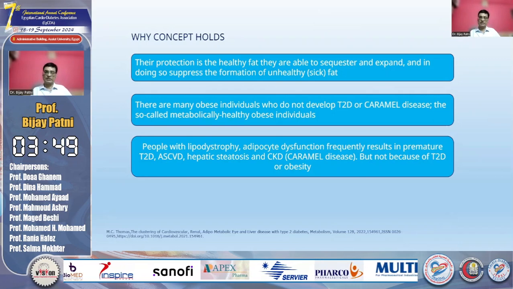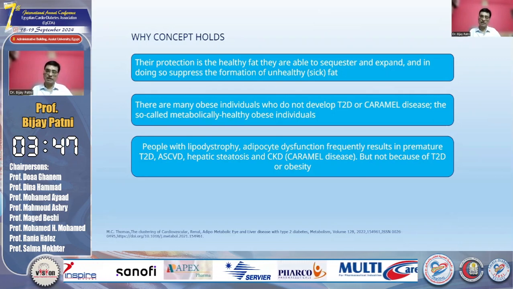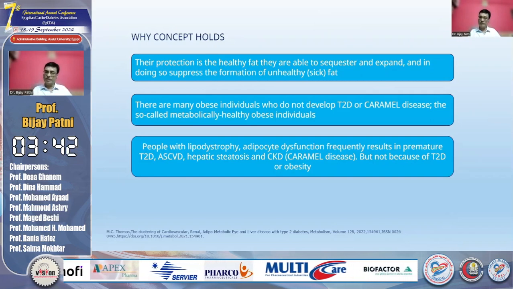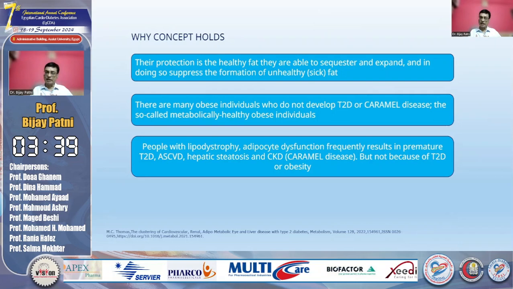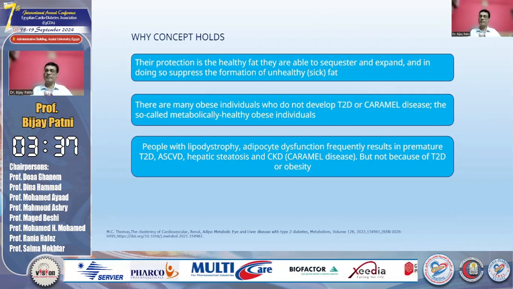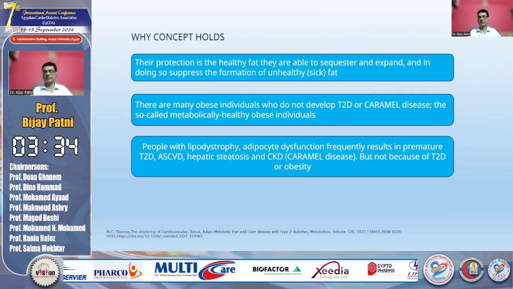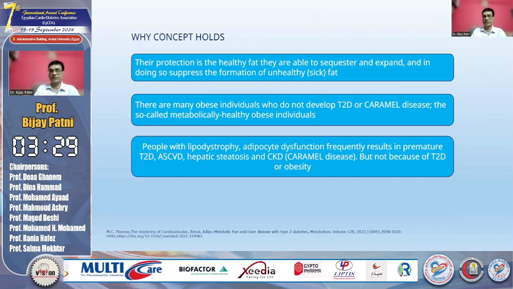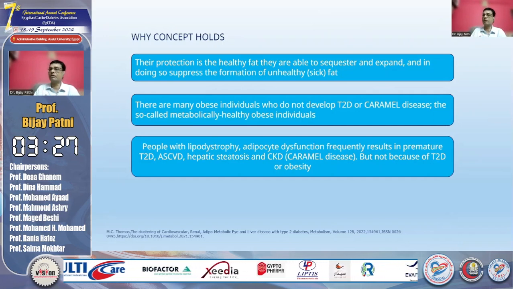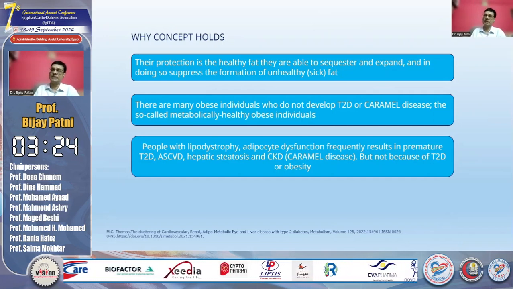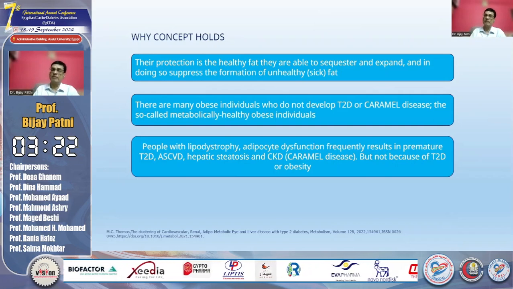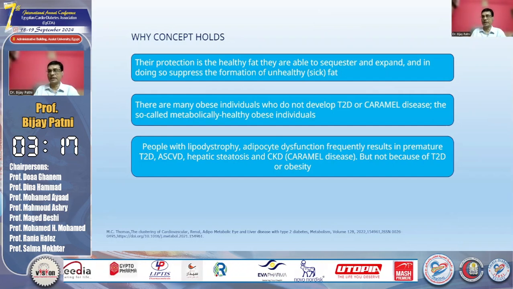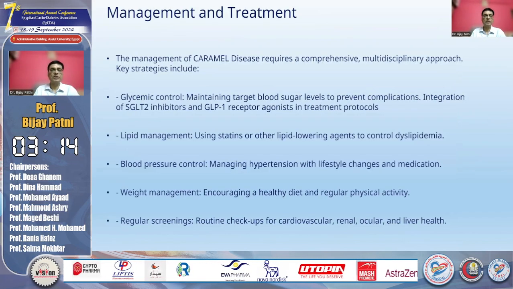So that is why we are today considering this concept, that all of them might be present as individual entities, but they are interrelated and ultimately lead to multiple chronic conditions, which are defined as caramel disease. So this is what the concept is. So that is why the concept holds. We do see patients, in spite of being obese, having metabolically healthy fat, so they do not develop the caramel disease. So how do we manage?